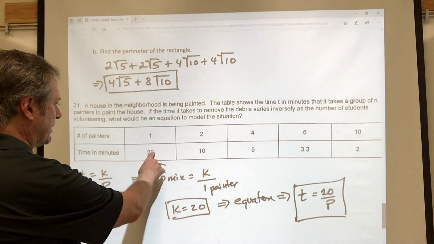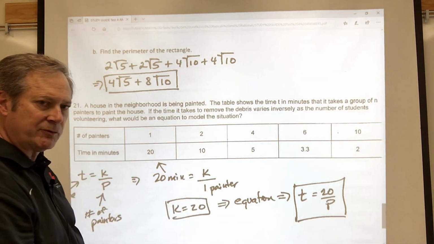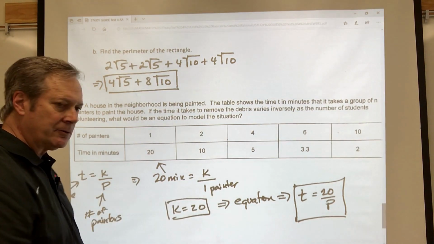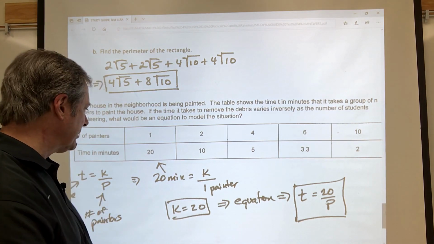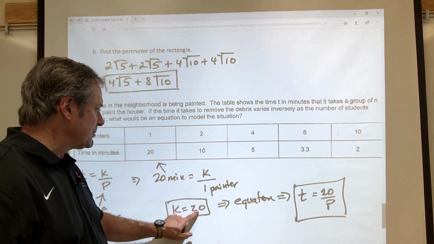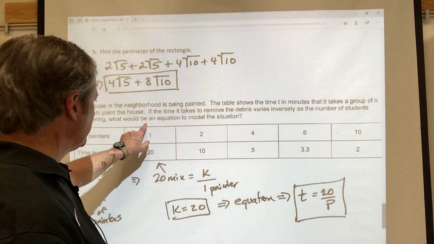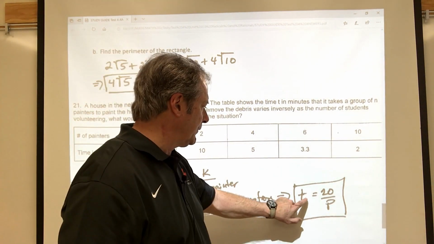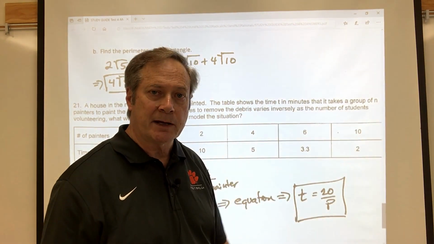So we set 20 minutes is k over 1 painter. In other words, 1 painter to remove the debris takes 20 minutes, which we can think that if you got 2 painters, it ought to take 10 minutes, and so on. So k is equal to 20. And in fact, they don't ask us to solve anything, they just want the equation. So the equation is that t is equal to the number 20 divided by however many painters you've got.